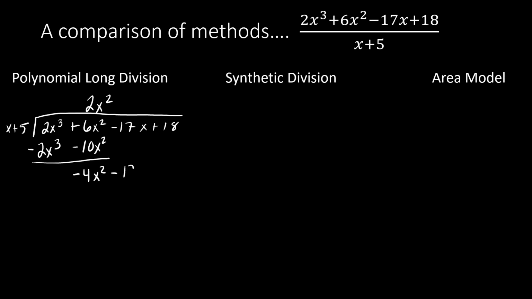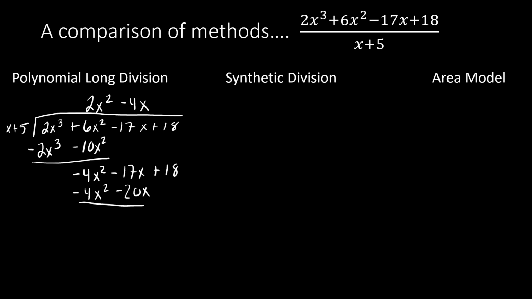Now you can bring down just the next part, or you can bring down the whole thing. And we repeat the process. So x times what would give me this negative 4x squared? Well, that would be negative 4x, and we would write that up here over the negative 17x. And we repeat the process. So negative 4x times x is negative 4x squared, and negative 4x times 5 is negative 20x.